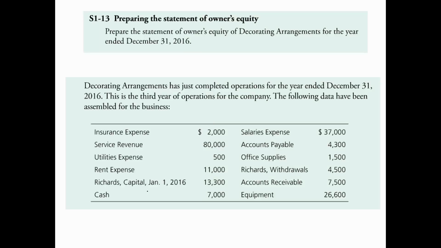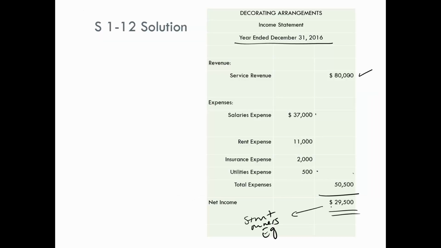What I'll need for the statement of owner's equity is the beginning capital balance. So this is December 31st, 2016, which means this January 1st is what I had at the beginning of the year. So I'll need that. I'll need any additions to capital or withdrawals. And so I can see I've got a withdrawal here. It doesn't say anything about adding more to capital, but I will also need that net income that I figured on the last page, which is $29,500.